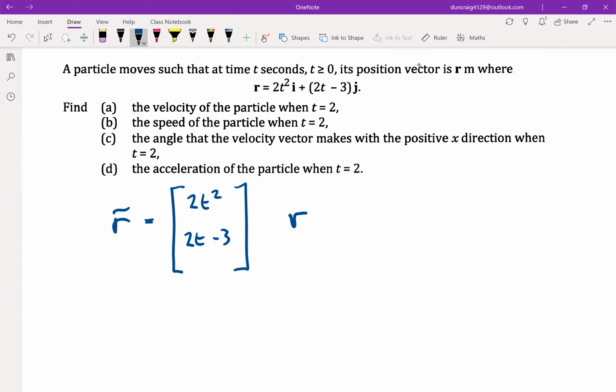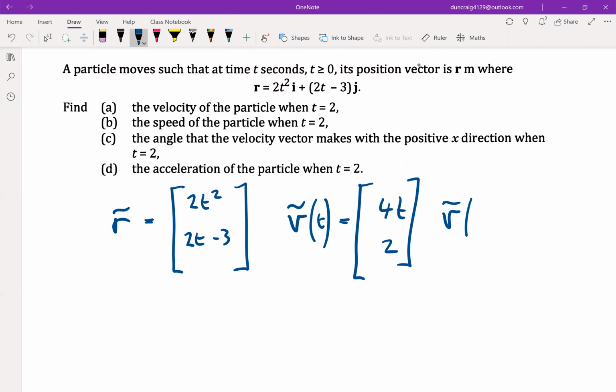Then our velocity vector in terms of time is equal to, so 2t squared, the differential of that is 4t. Differentiate 2t take 3 and we get 2. So then the velocity at t equals 2 is just going to equal 8, 2. Nice and easy for that one.